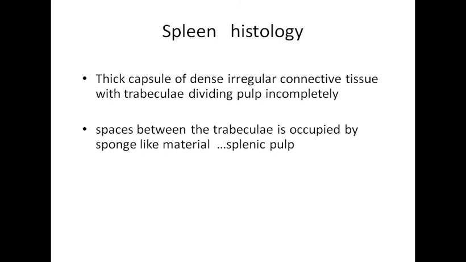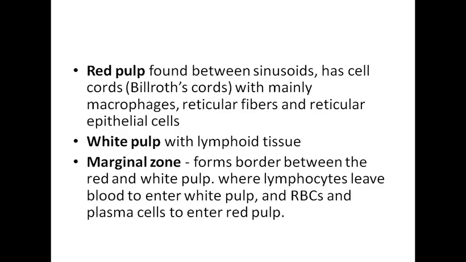ट्रैबेक्युली ने अंदर वाला जो मैटर था उसको कंपार्टमेंट्स में डिवाइड कर दिया, तो उस मैटर को हम क्या कह रहे हैं, वो है स्प्लीनिक पल्प. पल्प को हम दो तरह से अंडर माइक्रोस्कोप देखते हैं. वी कैन डिस्टिंग्विश रेड पल्प एंड वी कैन सी द वाइट पल्प, राइट?